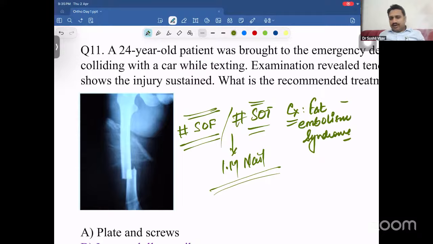Okay, so can you tell me, for the fat embolism syndrome, what is the usual time period in which we can see the fat embolus? Can you tell me how much time it takes for the fat emboli to get into the circulation?